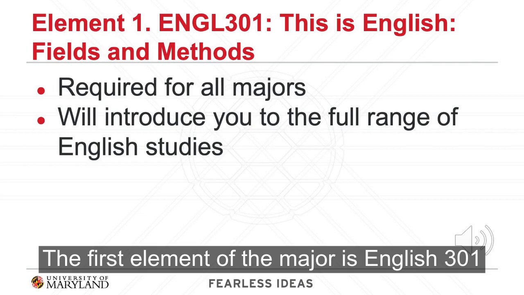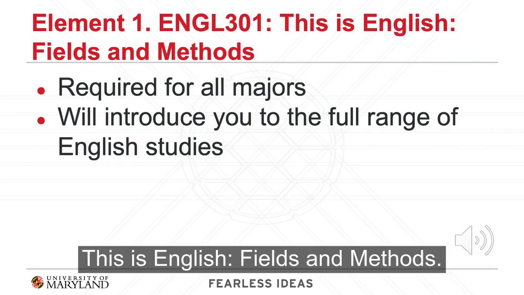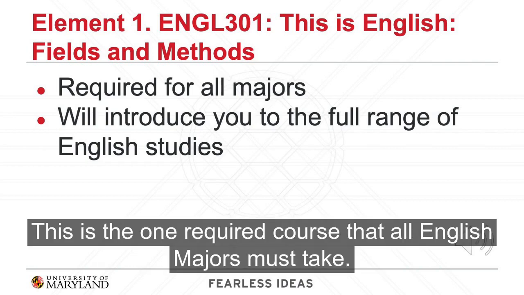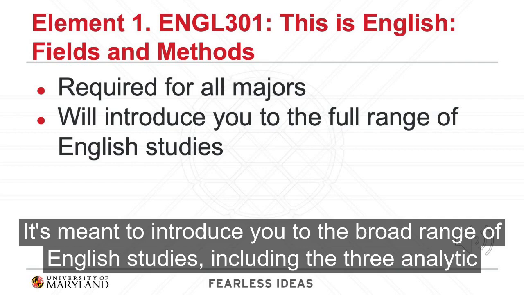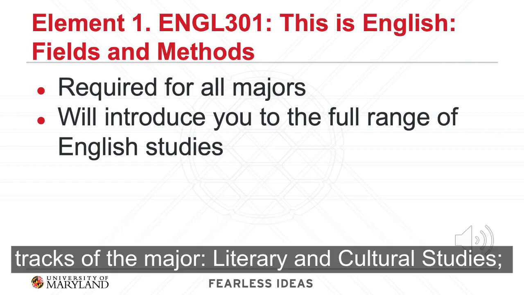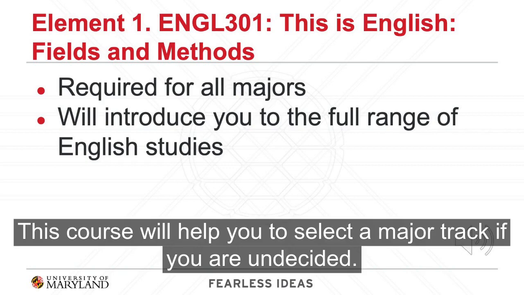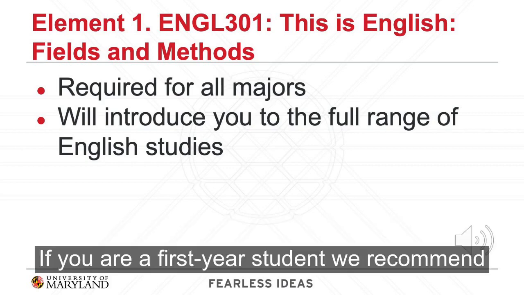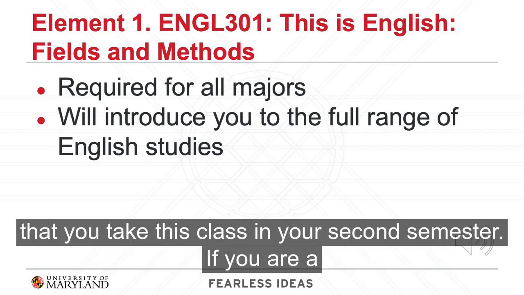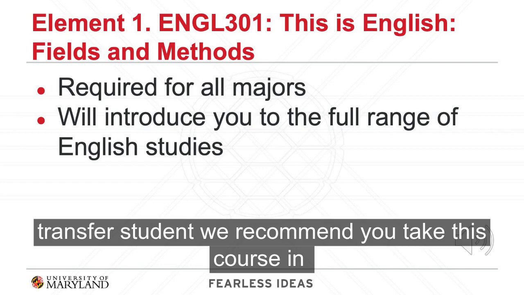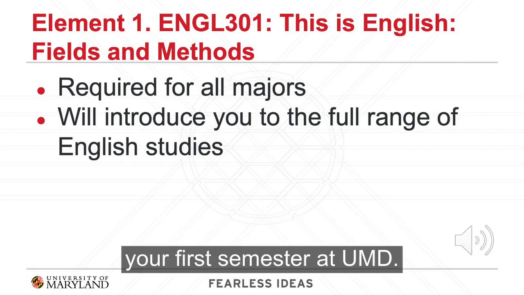The first element of the major is English 301. This is English Fields and Methods. This is the one required course that all English majors must take. It's meant to introduce you to the broad range of English studies, including the 3 analytic tracks of the major: Literary and Cultural Studies, Language, Writing, and Rhetoric, and Media Studies. This course will help you to select a major track if you are undecided. If you are a first-year student, we recommend that you take this class in your second semester. If you're a transfer student, we recommend you take this course in your first semester at UMD.